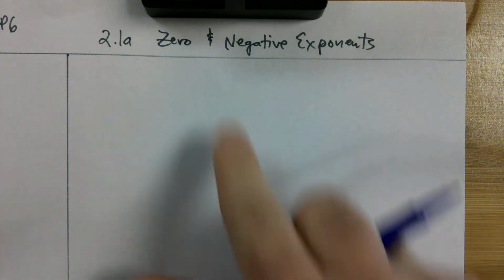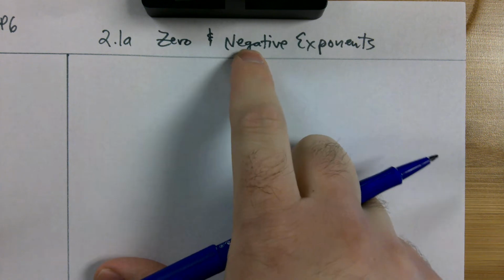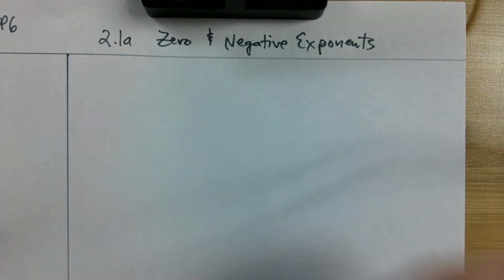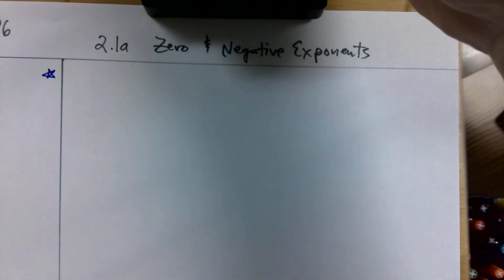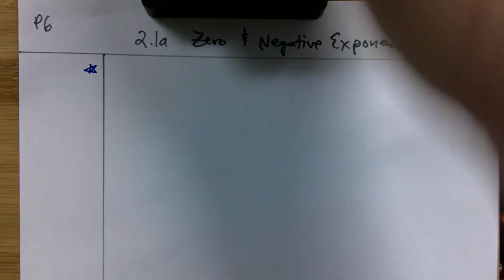So we got 2.1a, we're going to talk about zero exponents, we're going to talk about negative exponents. Let's get zero exponents out of the way because it's nice and simple. Some of you might even already know how to solve a zero exponent.